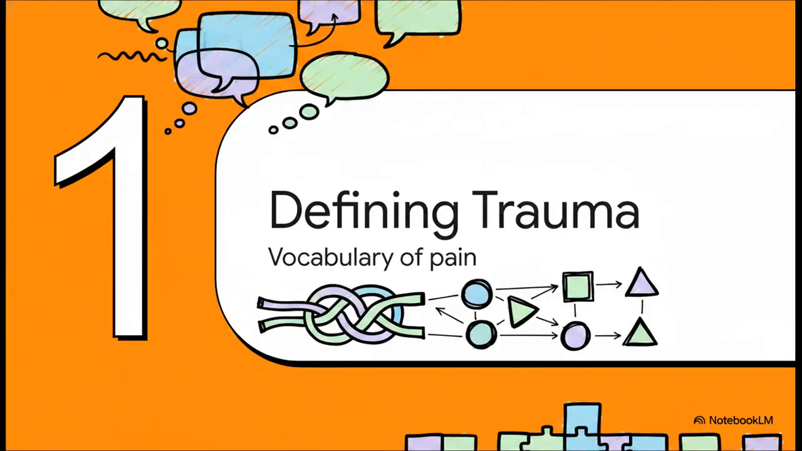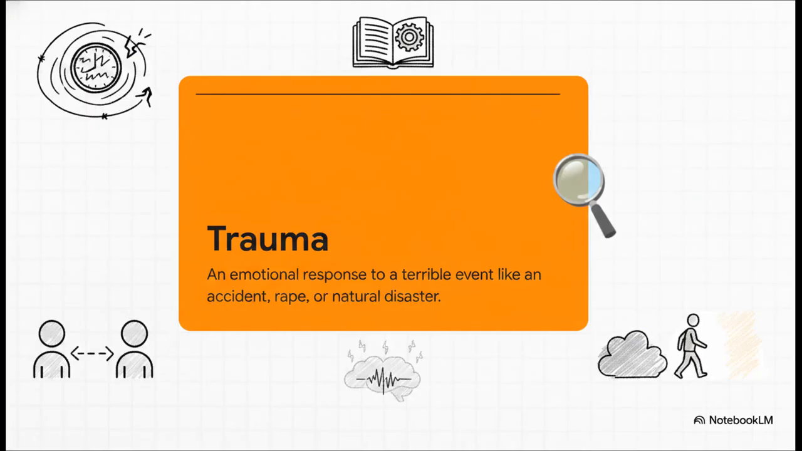All right, Section 1, defining trauma and its types. We've got to establish a shared vocabulary of pain here, because healing truly begins with clarity. We literally can't identify what we can't name. The absolute most crucial point to grasp here is that trauma is, fundamentally, an emotional response to a terrible event. We're talking things like accidents or natural disasters.